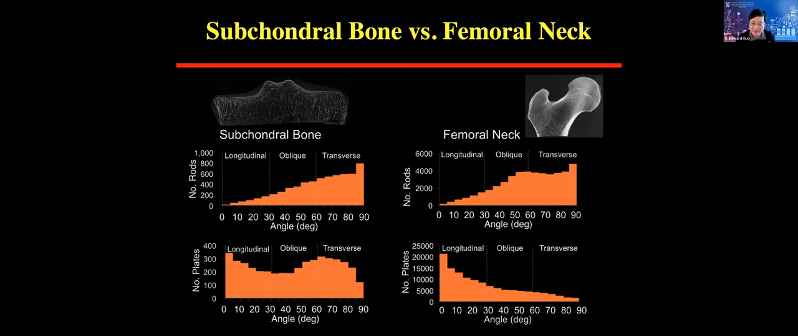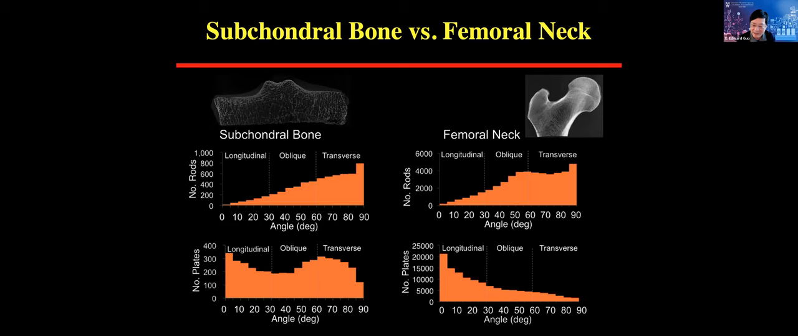So shown here on the right is a result for the femoral neck, which we talked about before, right? And you can see this is a distribution of rods versus plates. You can see the rods on the top here are mostly in transverse directions. And in the bottom here, the plates are mostly in the longitudinal direction. Also pay attention to the numbers we're showing here, right? These are thousands, you know, 25,000. These are 6,000. So in the femoral neck, you have many, many more plates than rods, right?